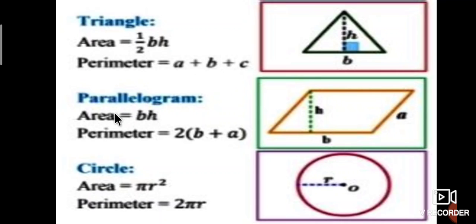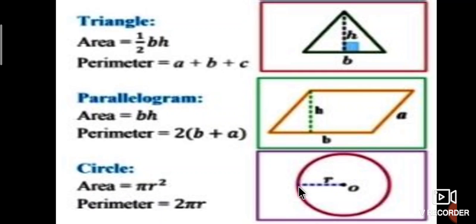Okay, next we are discussing the parallelogram. The area of a parallelogram is equal to base into height. The perimeter is equal to 2 into (B plus A). That is the perimeter of a parallelogram.